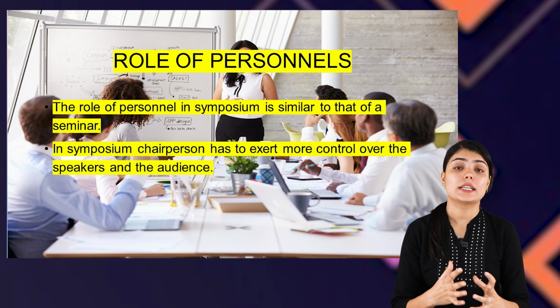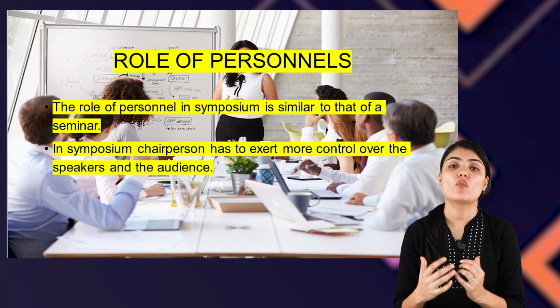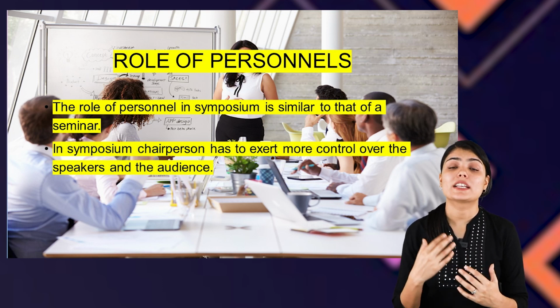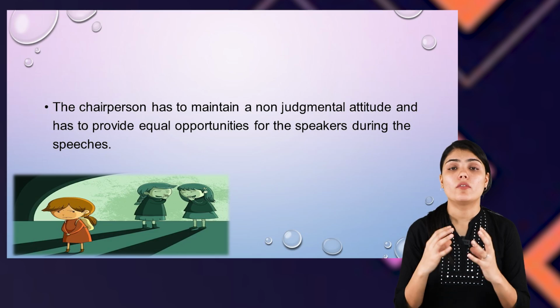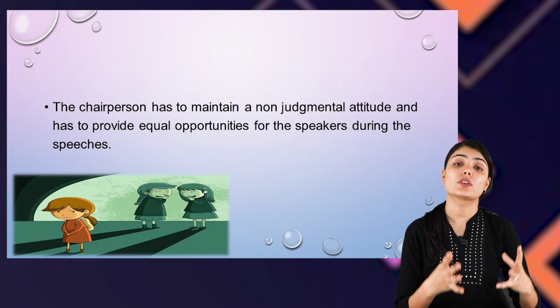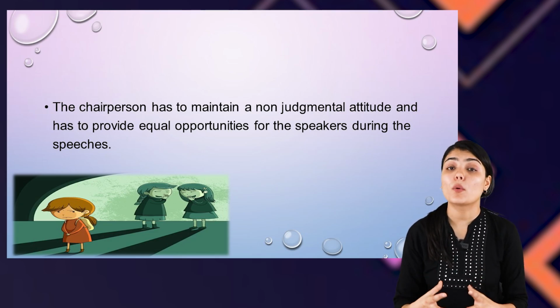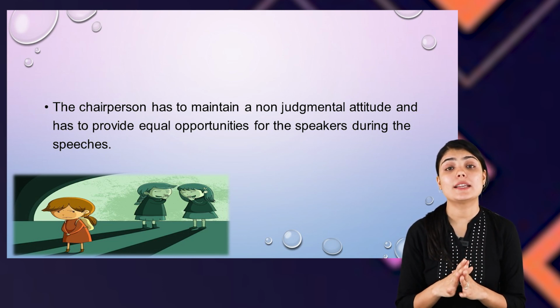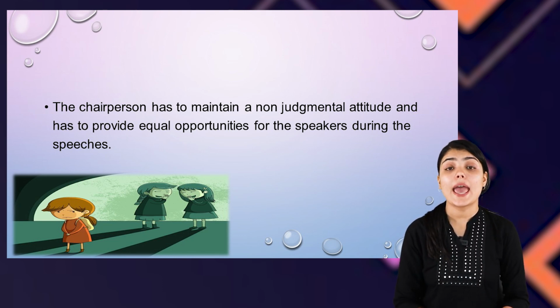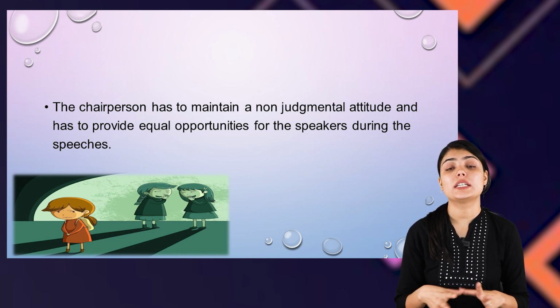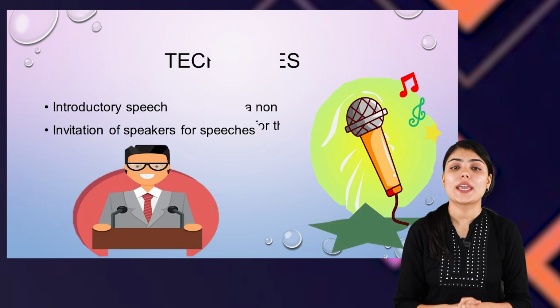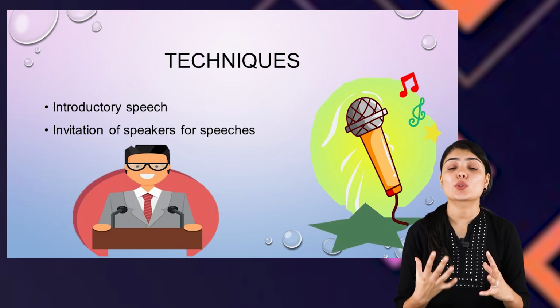The chairperson has to exert more control over the speakers so that they do not cross the limit while expressing their viewpoints. For a symposium to be successful, because the chairperson has more power and control over the speakers, the chairperson must maintain a non-judgmental attitude and must give equal opportunities to all the speakers during the speeches. Next, we have the techniques.